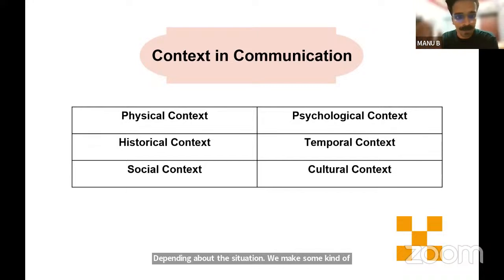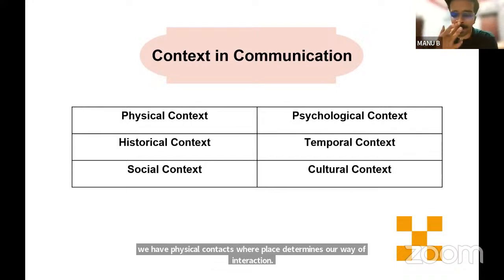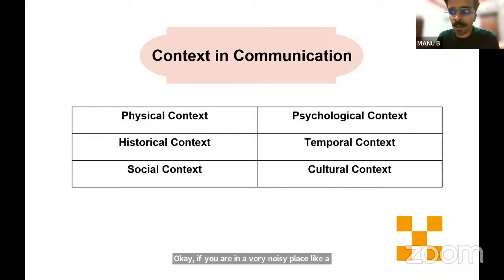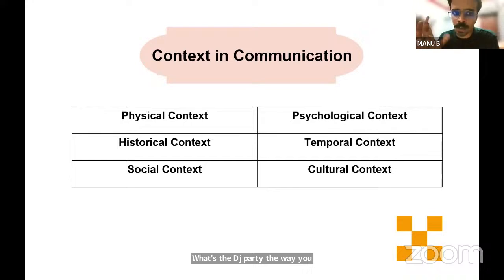We have physical context, where place determines our way of interaction. If you are in a very noisy place, like beside a highway or inside a DJ party, the way you communicate will be so loud. You will be shouting out. But will you shout out in a quiet seminar hall or a conference hall? No. Why? Because that place is too silent. So you can even murmur or just adjust your noise. So our place of communication determines our way of interaction.